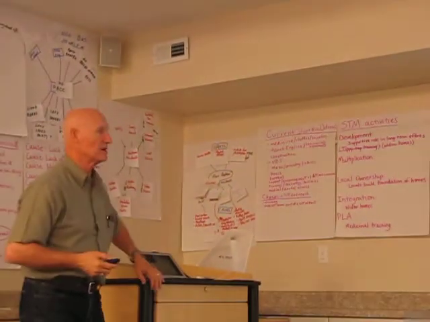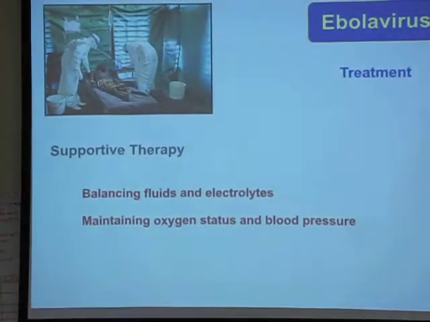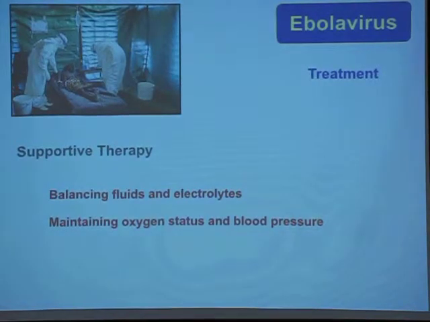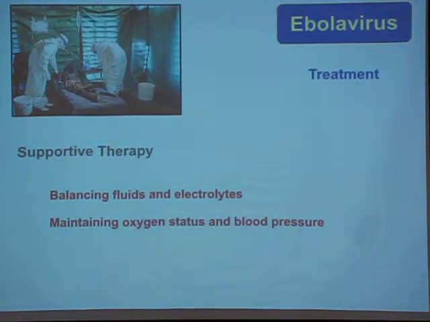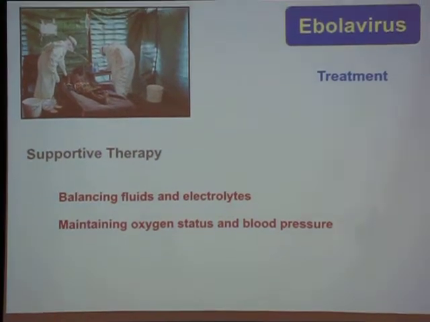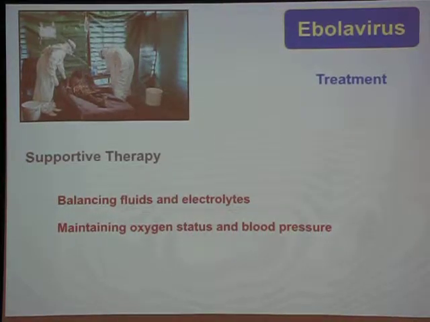So supportive therapy means balancing fluids and electrolytes. And of course, these things are not going to be easily done out in the village. You're not going to be able to treat there. So transport is a problem. A lot of the hospitals have been closed. So someone that feels they're getting sick gets a cab to take them to the hospital, which is closed, and then they go from place to place to try to find some place that will take them in. Meanwhile, they're transmitting the virus.